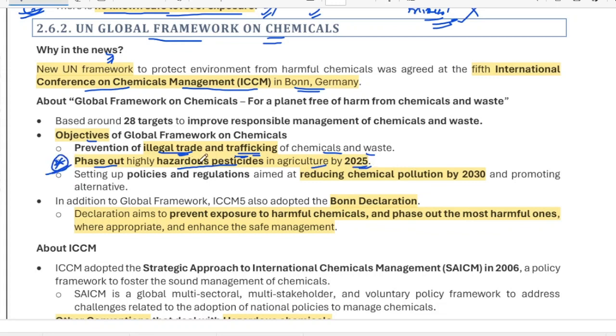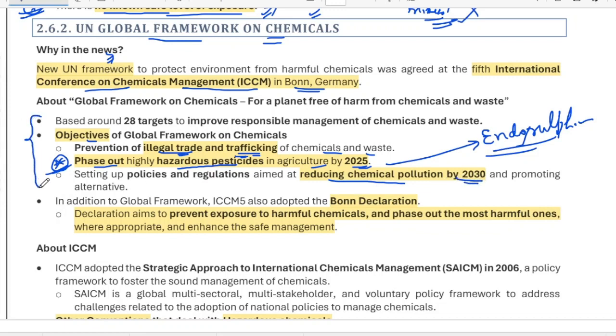Phasing out of the hazardous pesticides. And one of the pesticides that we recently discussed in our previous video, you must remember, is endosulfan. Okay, you must remember all this. Now moving ahead, reducing chemical pollution by 2030. So pollution as a whole is the main objective. Reducing pollution and pollutants is the main objective of this global framework on chemicals.